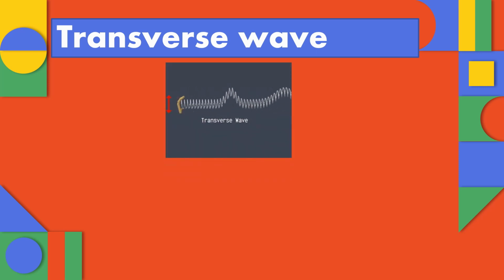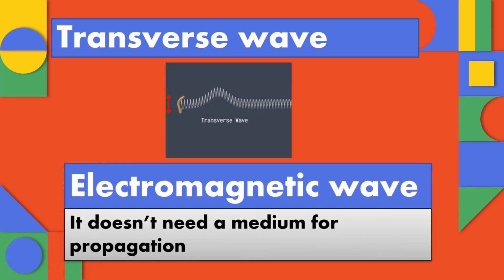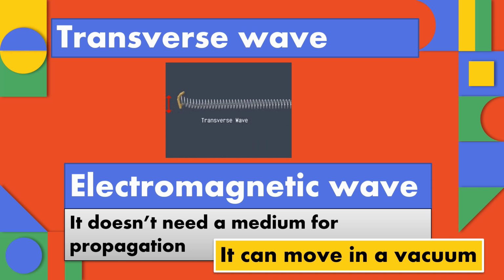So, up and down yung movement ng waves niya. Ang electromagnetic wave naman, it doesn't need a medium for propagation. Hindi niya kailangan ng matter or yung tinatawag natin na solids, liquids, at gas para siya ay makapag-propagate or makapag-travel. And that is the reason why it can move in a vacuum.